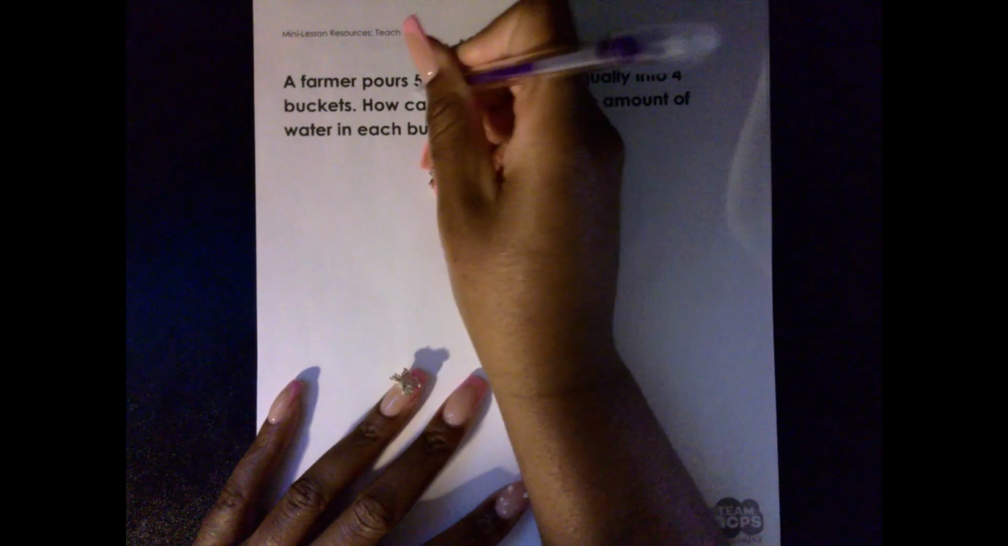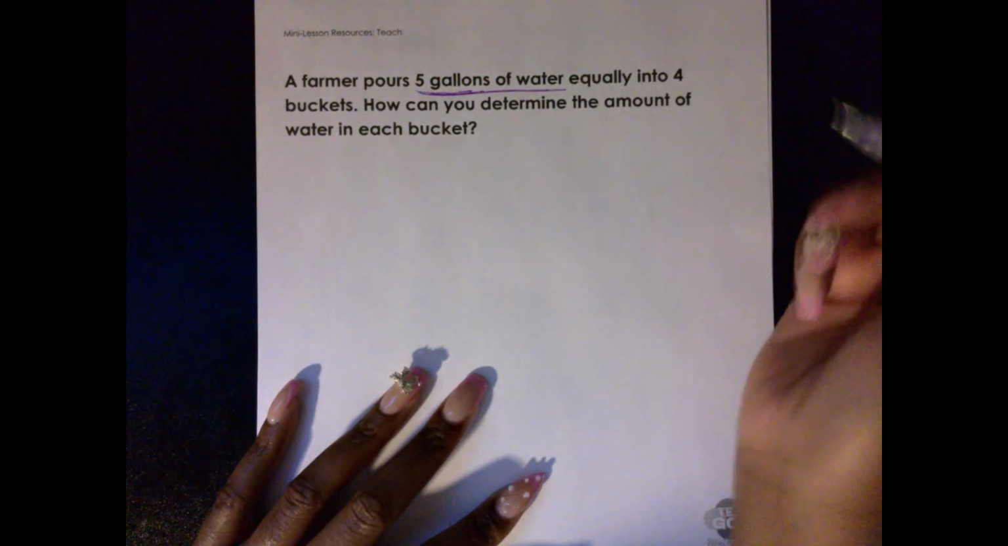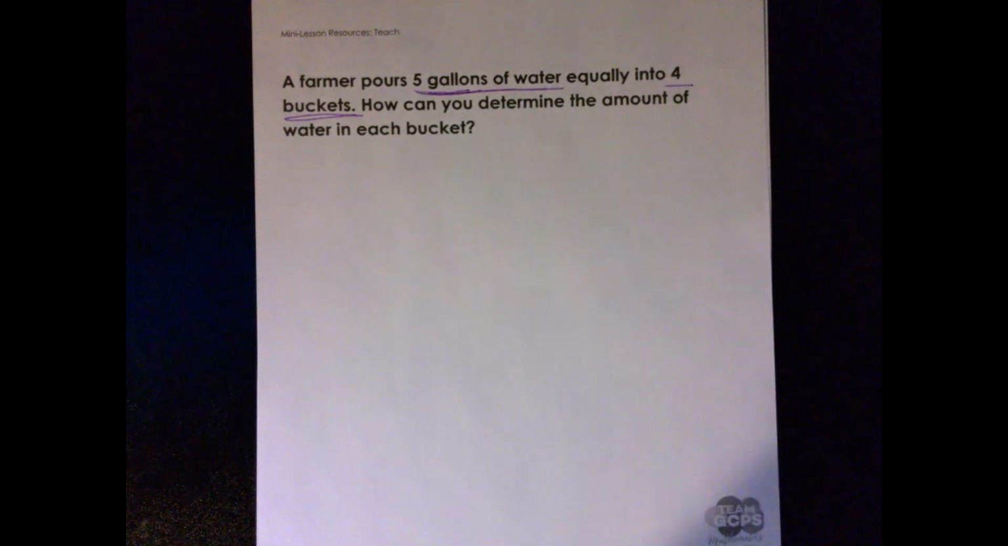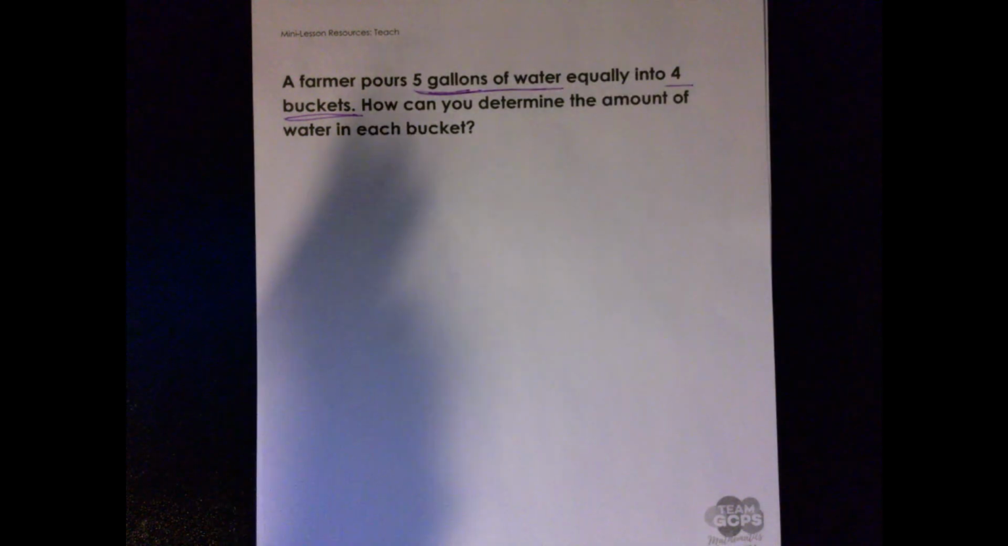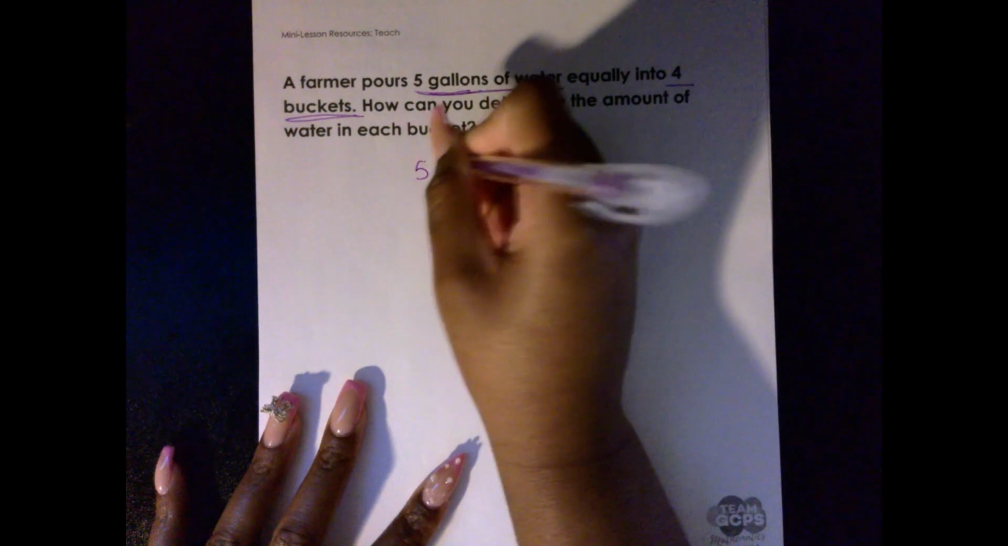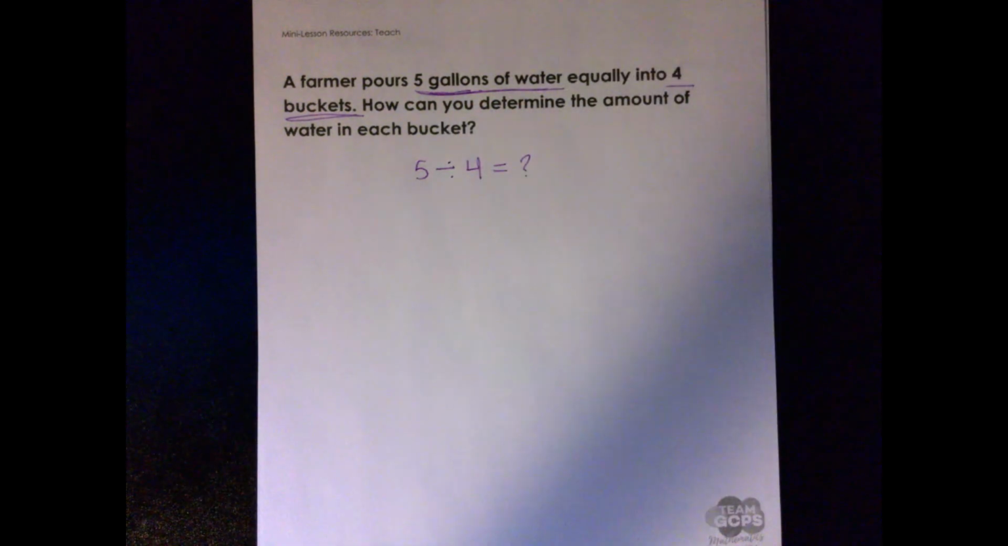I know I have 5 gallons of water, and then it says I have 4 buckets. So he has these 5 gallons of water that he's pouring into 4 buckets. A division sentence that I can use to show this mathematically would be 5 divided by 4 equals question mark, because we don't know right now. We have to figure that out.